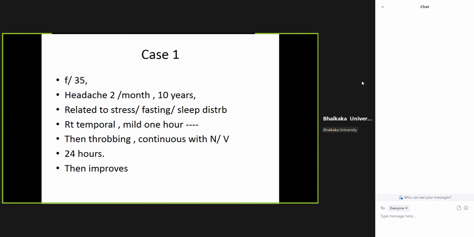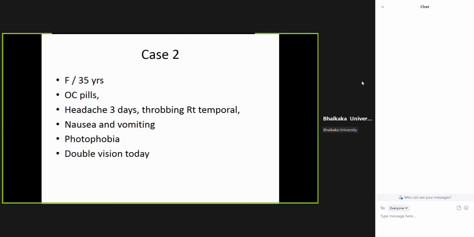This is migraine. Case 2, 35-year-old female, history of oral contraceptive pills, which is very commonly used in these females. Had history of headache for 3 days, first time in life, throbbing, unilateral, associated with nausea, vomiting, and photophobia. But there is history of double vision or diplopia. So you can see there is no past episodes of headache. Though duration is more than 3 days, but it is for the first time in life.